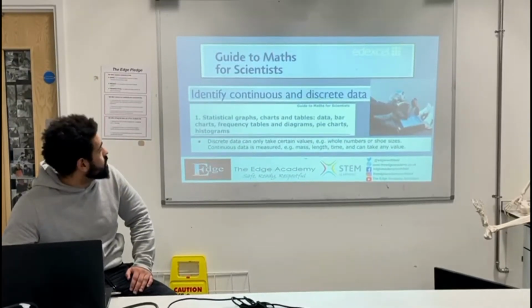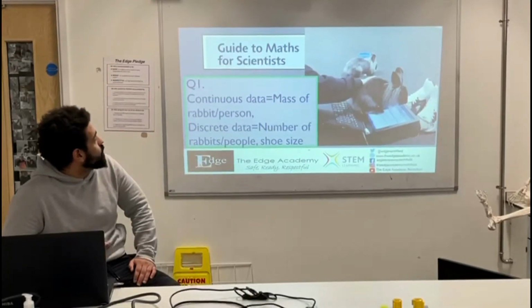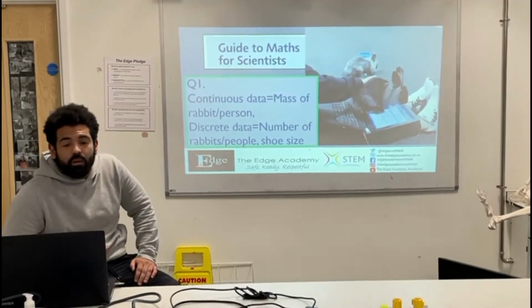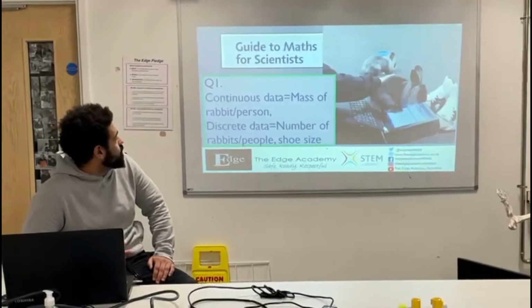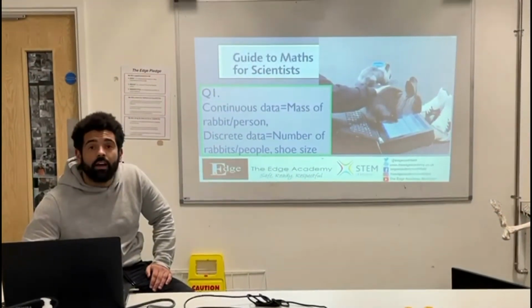So if we go back to the photograph that we had, examples could have been for continuous, mass of the rabbit or maybe mass of the person, and for discrete it could have been the number of rabbits or the number of people or shoe size. So well done for having a go at that.